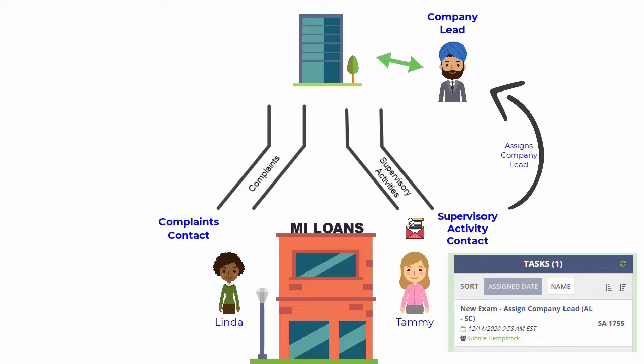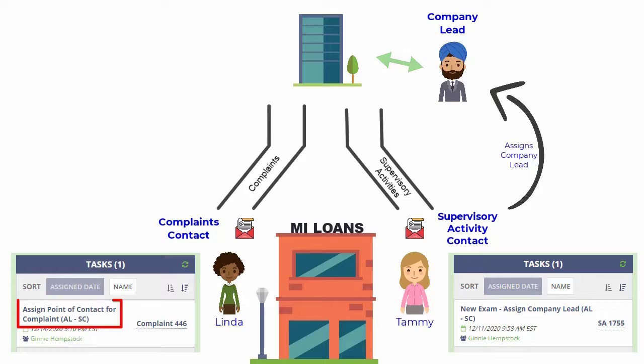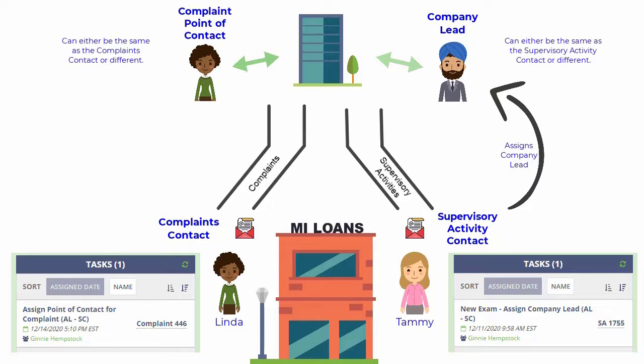Similarly, on the complaint side, if information requests within a complaint are sent by the regulator, an email will be sent to Linda, and a task will appear on her homepage, since she's the complaints contact. The task here is to assign a complaint point of contact, or POC. The complaint POC is the person who will communicate back and forth with the agency until the complaint is closed. Only the complaints contact can assign the complaint POC.